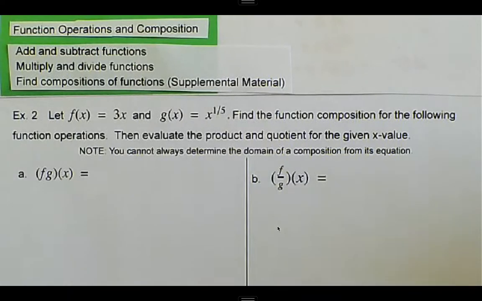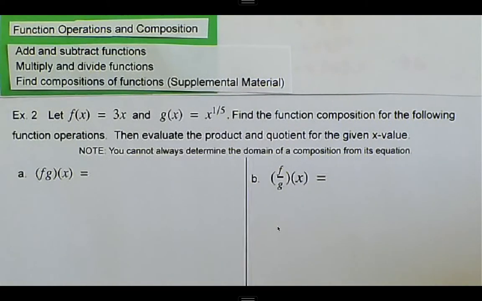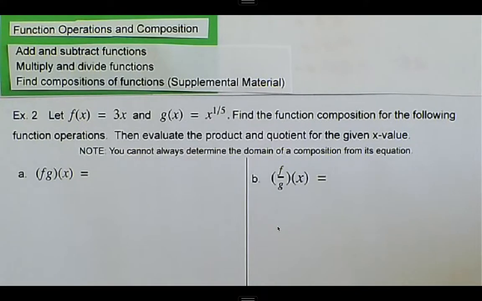Today we're looking at function operations in composition, and now we're going to take a look at multiply and divide functions. Let the function f of x equal 3x, and let the function g of x equal x to the 1/5. Find the function composition for the following function operations, then evaluate the product and the quotient for the given x value.